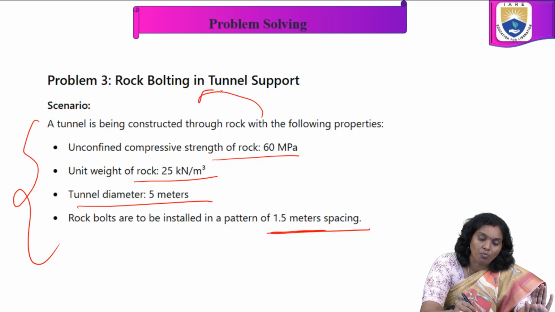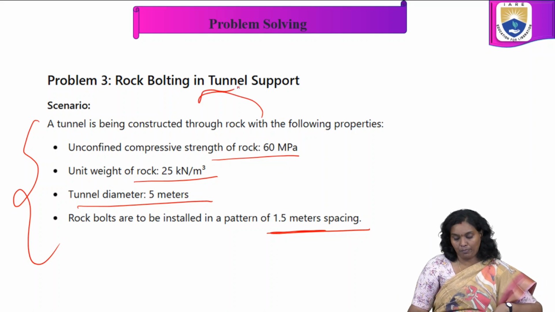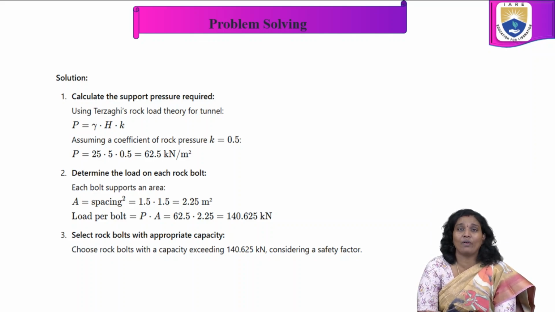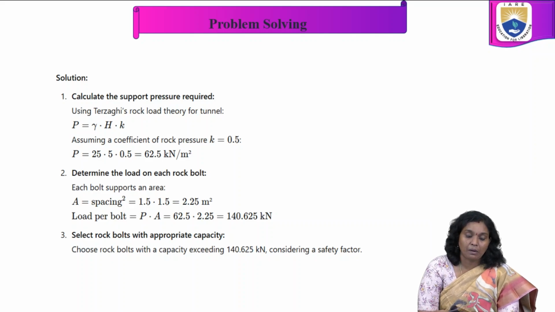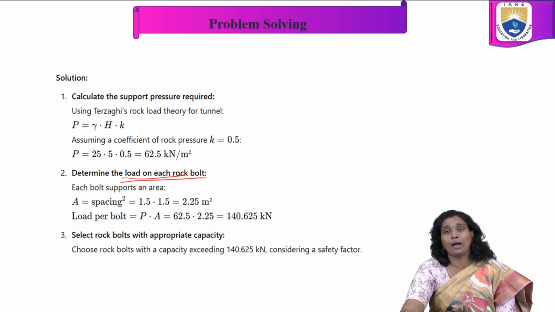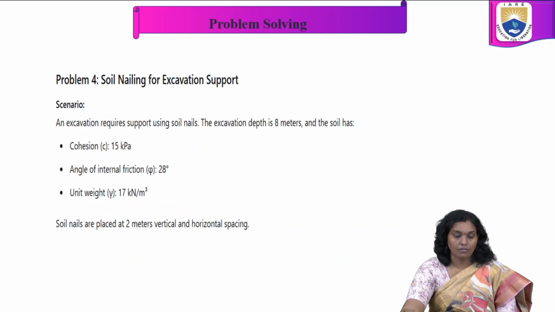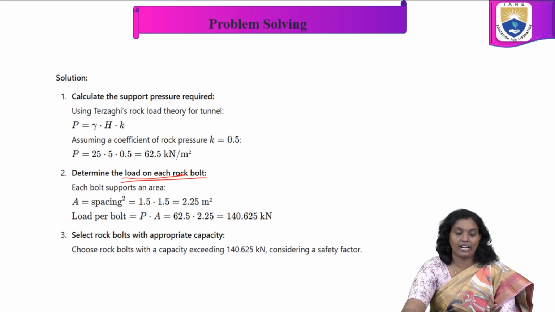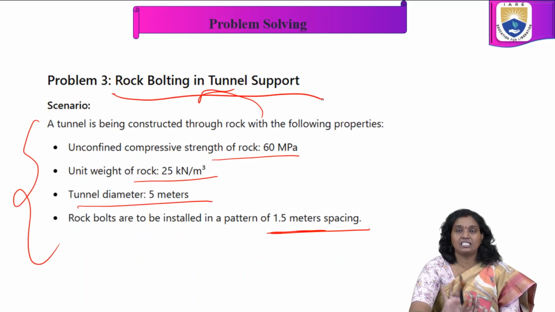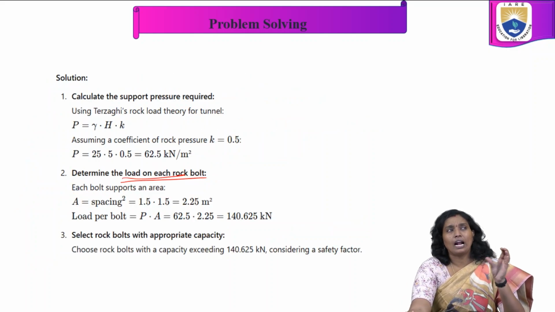What is the process involved in rock bolting in tunnel support? First, we calculate the support pressure required. Then determine the load on each rock bolt, and select rock bolts with appropriate capacity. These are the things we are going to understand in this problem of rock bolting in tunneling. The known things are the unconfined compressive strength, unit weight, tunnel diameter, and spacing. Now the solution.